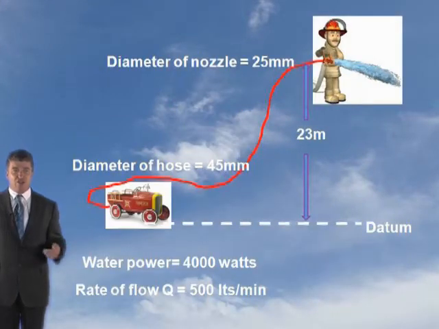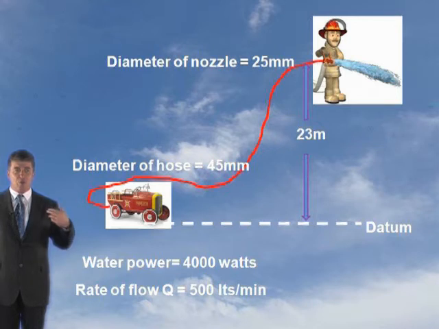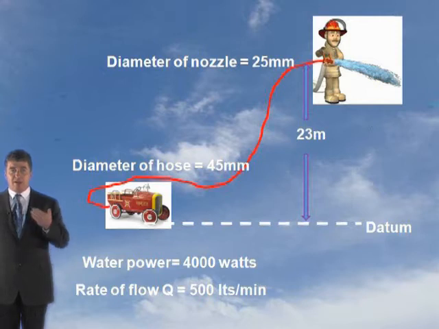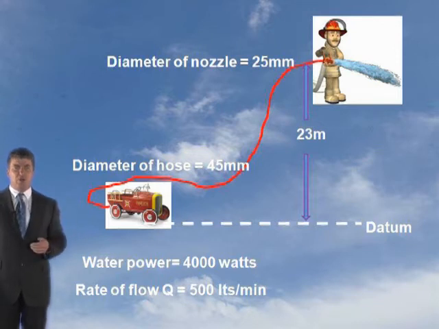As you can see in here, I've put all the calculations and the information in. I've put my datum line at the lowest point of the system, where the vehicle is. You put in your water power is 4,000 watts, your rate of flow is 500 litres a minute, and the diameter of your hose is 45 mil. The person's working on a branch 23 metres high and the diameter of the nozzle is 25 mil. Do you understand? You've got your point A where the fire engine is, and your point B where the fireman is. But then it gives you a clearer picture of what you're trying to work out. That's your first tip. So do a sketch.